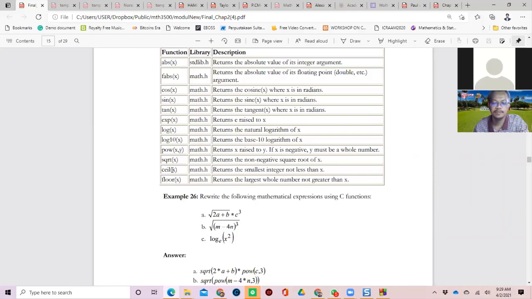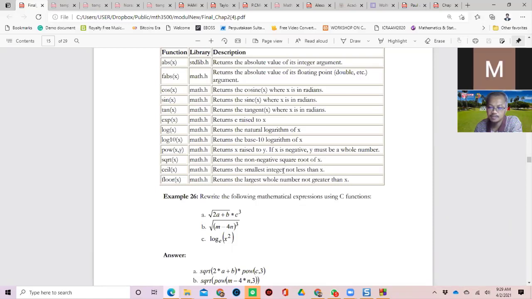What is the return value? CEIL 2.3. Smallest integer not less than x. What is x? 2.3. Smallest integer not less than 2.3. Integer 3. Yes, 3 is not less. Do you understand?